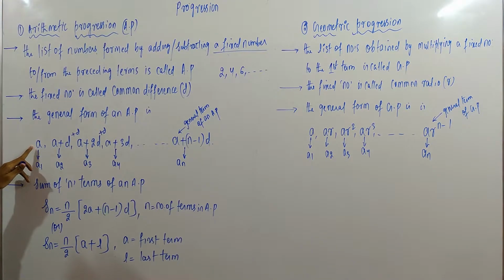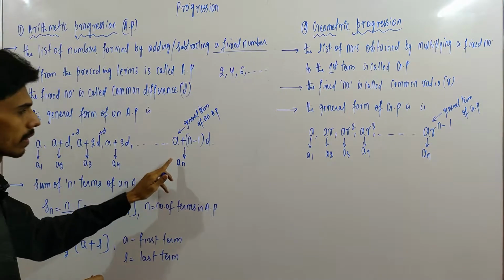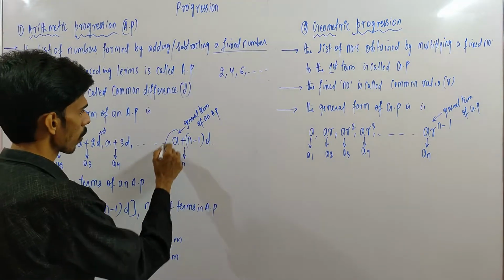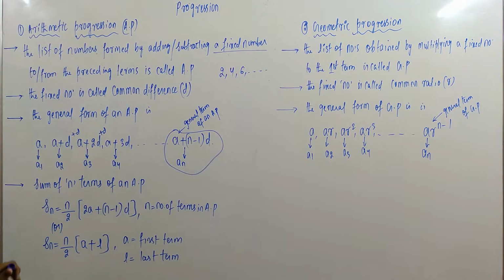The first term is denoted by a1, second term is denoted with a2, similarly a3, a4 and so on. The last, nth term is denoted by an. This is very important: an is equal to a plus n minus 1 into d.